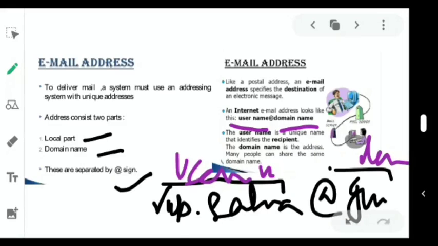Okay, so the username is a unique name to identify a recipient, and the domain name is something many people can share, because I have an account in Gmail, and also I have an account in Yahoo. So many people have email addresses in Gmail. The domain name can be the same, but the username has to be different, otherwise you cannot send this mail to a particular person. Okay.